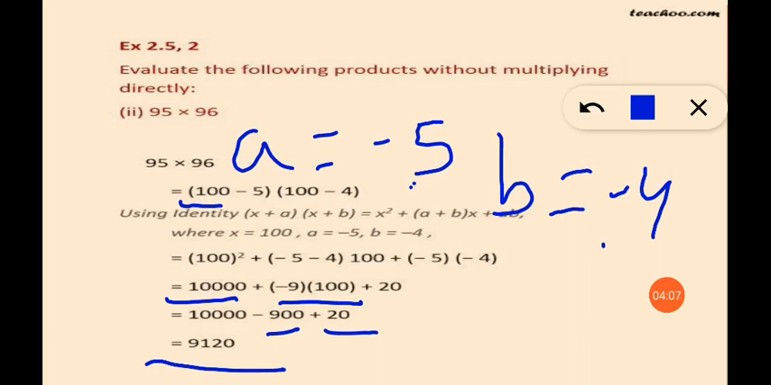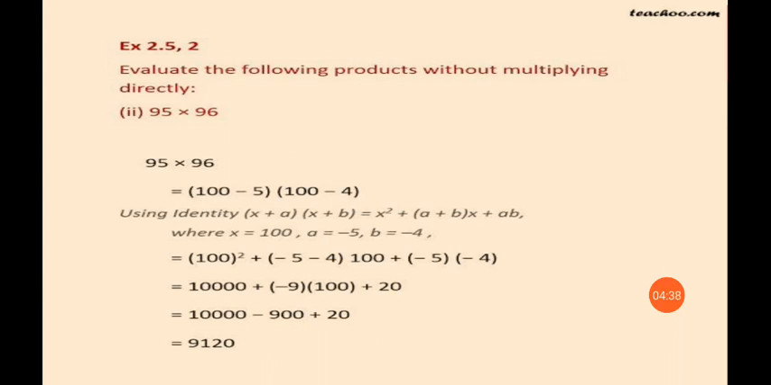So here we learned one new thing: whenever in the standard identity the sign is positive, we will take our variable as negative so that we can substitute the values in the identity or formula. Got it, students? In the same way, you can do the rest of the questions of question 2 also.